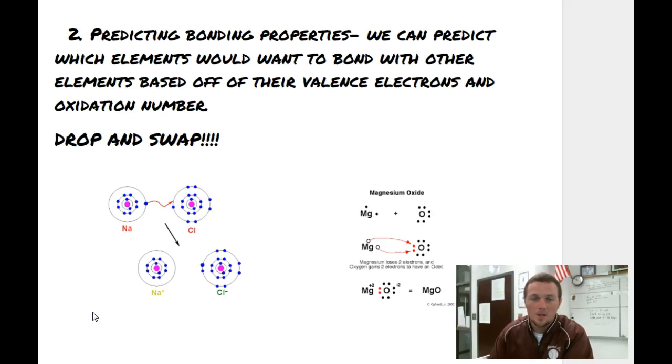But all you do is take those charges, drop them, take off the charges, and swap the numbers. So just say, if this had a 3 plus charge, and this had a 2 minus charge, just if it was, it's not the case. But if it was, that 3 would come down here to chlorine, and that 2 would come down here to sodium. So it would be Na2Cl3. I'll show you an example of that in just a second if I get enough time.